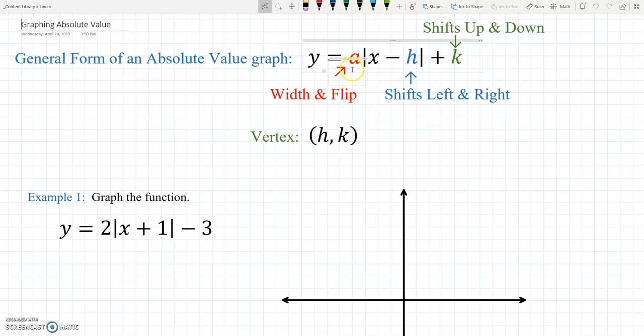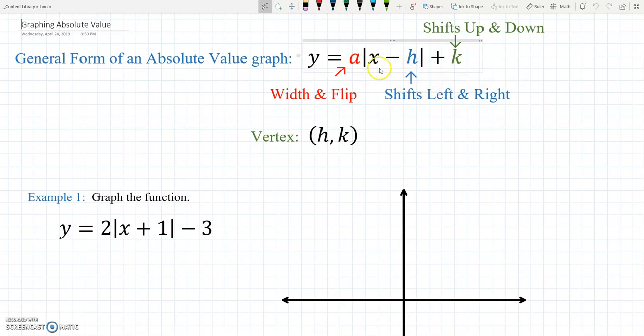So for example, this A right here is always talking about the width and flipping it, which we'll talk a little bit more about in a second. If I'm making something wider or more narrow, that's because of this A out front. And also if I flip it up or flip it down, that's because of this. H, the one thing I need to make sure you really understand about H is it does shift our function, whatever we're graphing, it shifts it left and right.